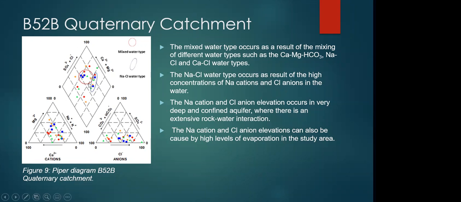which is indicated here on the Piper diagram in a red circle. And then we also have the sodium chloride water type, which forms due to high concentration of sodium and chloride ions in the water. So the elevation can be related to high levels of evaporation in the study area. And this also indicates that some of the boreholes intersected deep confined aquifers where there is long-term extensive rock-water interaction.